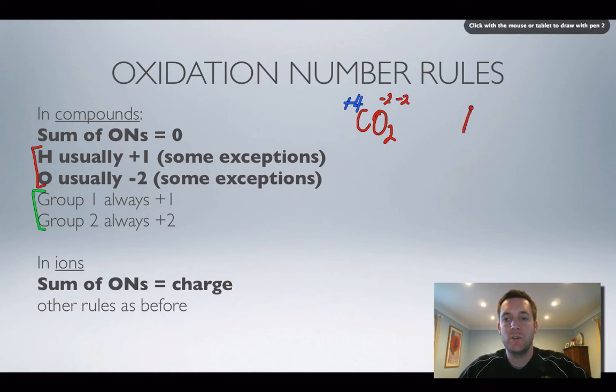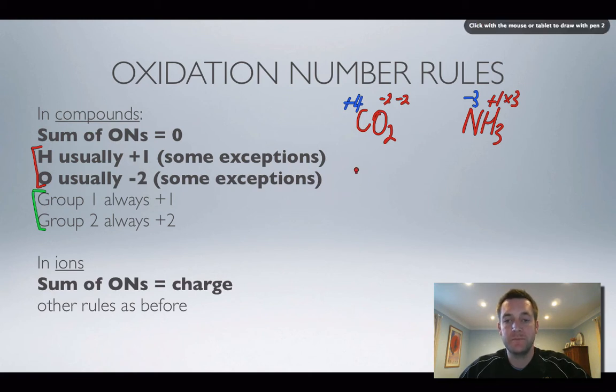If I was asked what's the oxidation number of nitrogen in ammonia, I'd use this rule here, that hydrogen is usually +1. And I've got 3 of them here, so 3 +1s. The nitrogen, if these oxidation numbers are going to add up to 0, has to be -3. Okay, now group 1 will always be +1, group 2 will always be +2.